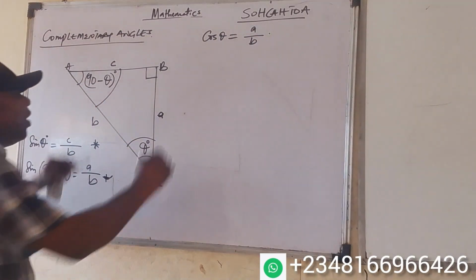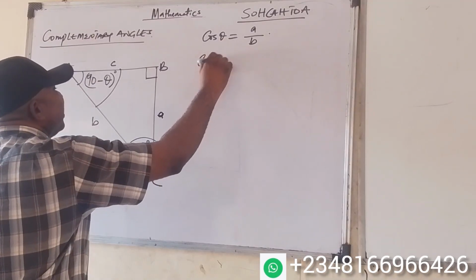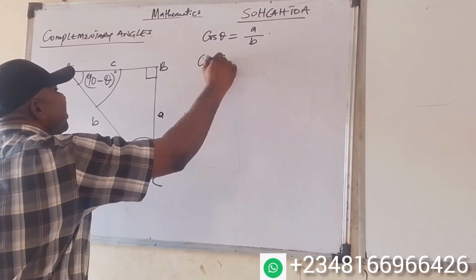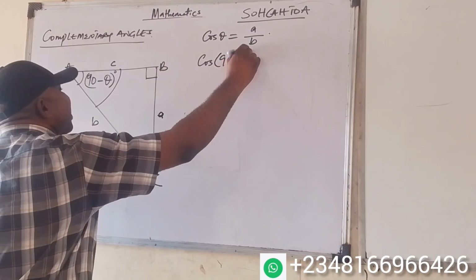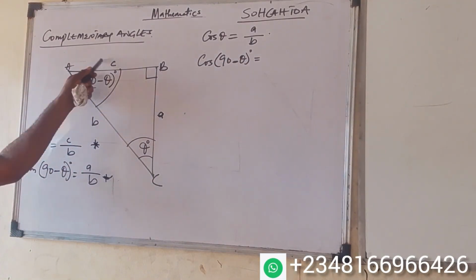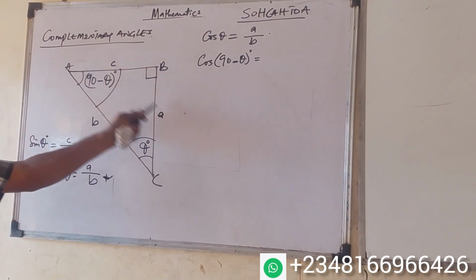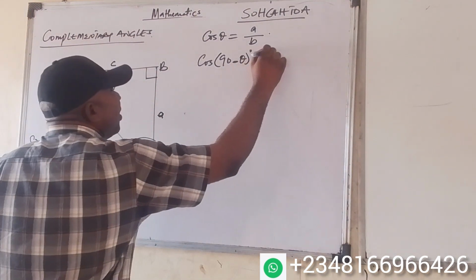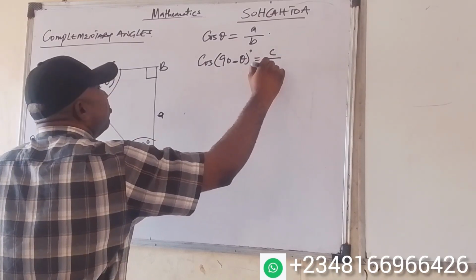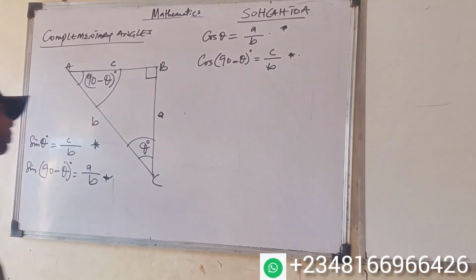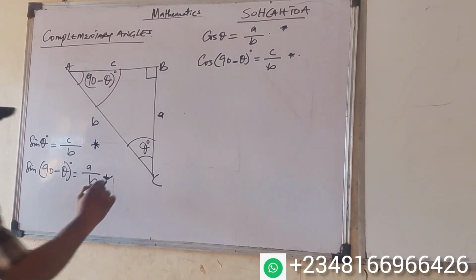Now let's look at this angle. Let's look at cos 90 minus theta. If we're dealing with this angle, this will be the adjacent, because this side now will be the opposite. So here we have adjacent over hypotenuse, that is C all over B. Let me asterisk it. Now, I want us to compare these two.